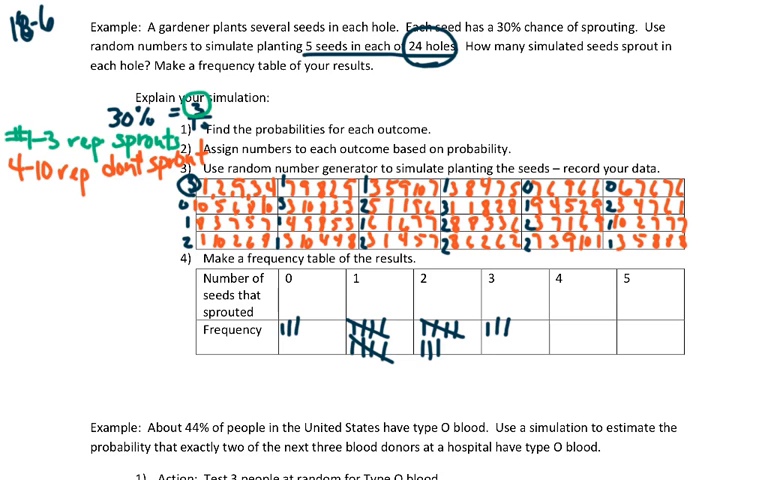So in my simulation, I didn't have any that had 4 sprouts, nor did I have any have 5 sprouts. 3 of the holes had 0 sprouts. 3 had 3 sprouts. 10 of them had 1 sprout. And 8 of them had 2 sprouts. So that's how you do that kind of problem. You probably want to listen to that again just to make sure that you understand all of that work.